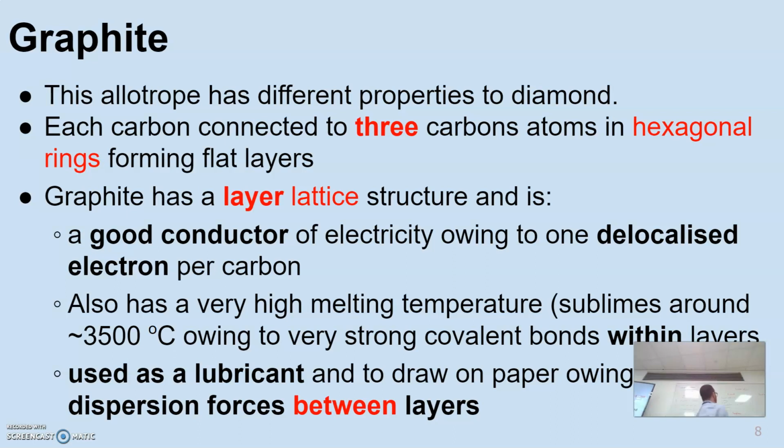Graphite. Gonna need a bit of stuff. So graphite is an allotrope, with different properties to diamond.